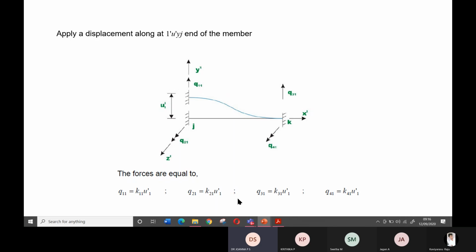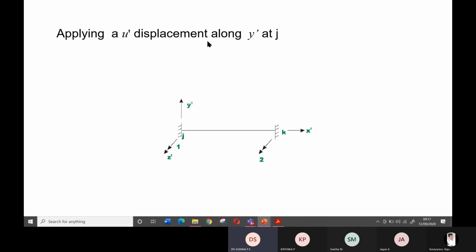That is, if I am applying unit displacement, then we call it U1 dash, that is K11 into U1 dash, K21 into U1 dash, K31 into U1 dash, like that you can write it. Can you just copy down this diagram? This also. Applying a unit force, one minute.